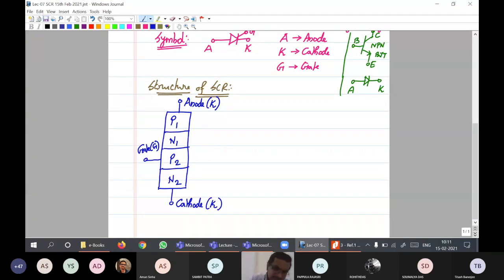Now, this is where I want you to refer. Refer to Ned Mohan's book, chapter 23, for details about layer doping level and thickness.